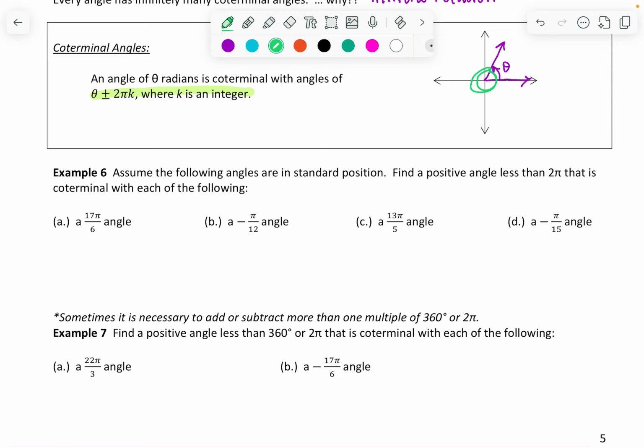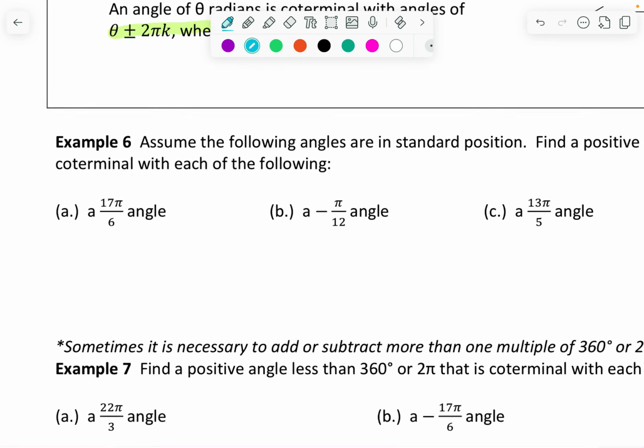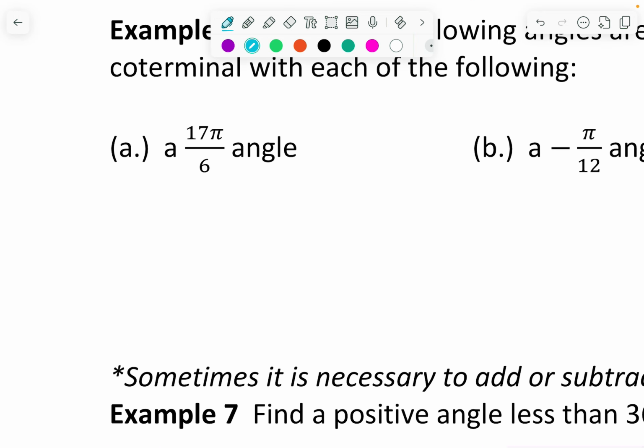So example 6 says, assume the following angles are in standard position. Find a positive angle less than 2 pi that is coterminal with each of the following. So our first example is 17 pi over 6. The first thing I need to decide is that 2 pi over 1, I need to make that into a denominator of 6. So I'm going to multiply by 6 over 6, which means 12 pi over 6 is what I want to add or subtract multiples of, okay?